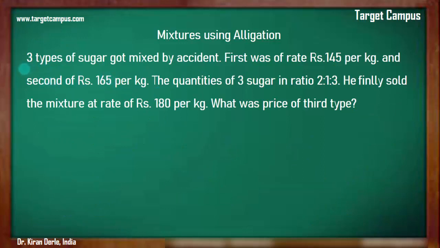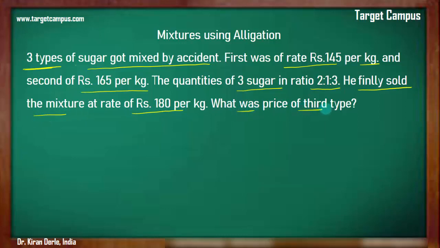Okay, so whenever you have three types, you can always go with replacement even if it is three types, by taking two at one time, but I would recommend you to go with the normal approach only. Let's say three types of sugar got mixed by accident. The first was of rate 145 per kg, and the second of the rate 165 per kg. The quantities of the three sugars are in the ratio 2:1:3. He finally sold the mixture at the rate of 180 per kg. What was the price of the third type?